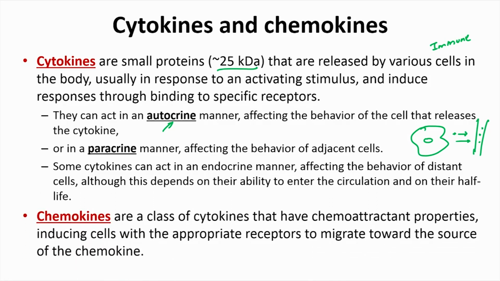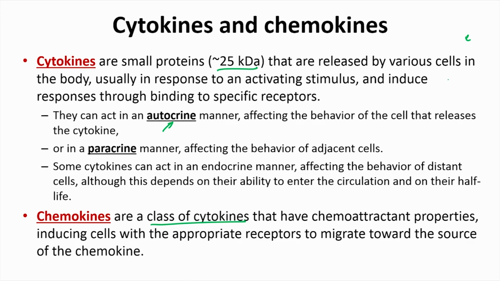And then there are chemokines. Chemokines, like cytokines, are also secreted by immune cells. They are actually a type of cytokine. So, chemokines are part of the cytokines, and they act with a chemoattractant property.